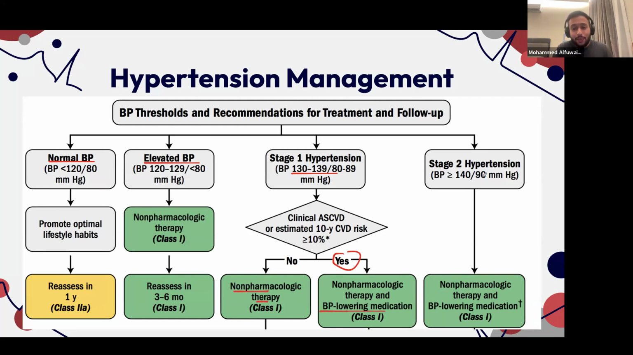For stage 2 hypertension, which is above 140/90, you start medications immediately, okay? With obviously lifestyle modifications. Now, what are these medications? You have many, basically, medications that you can give for hypertension. I want you guys to remember the first line medications, okay? And obviously I have slides for all the medications and side effects and everything.